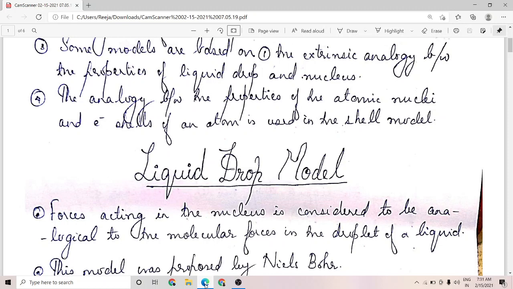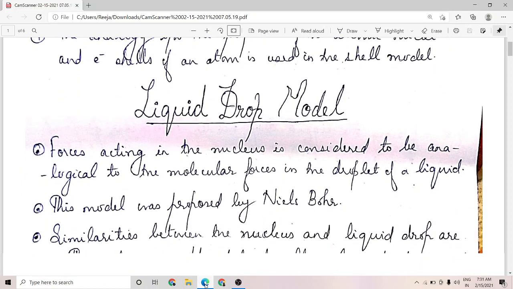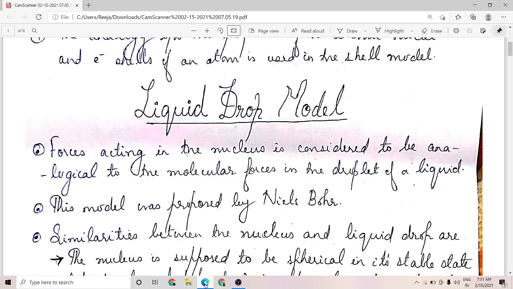Here, the forces acting inside the nucleus are considered to be similar to the molecular forces acting in the droplet of a liquid. This model was proposed by Niels Bohr. Now let us consider what the similarities are between the nucleus and the liquid drop, so that we take the liquid drop to be the model in order to study the nucleus. It is because of some extrinsic similarity existing between the nucleus and the liquid drop that we choose the liquid drop as the model to study the nucleus.